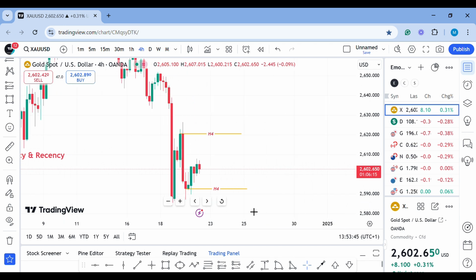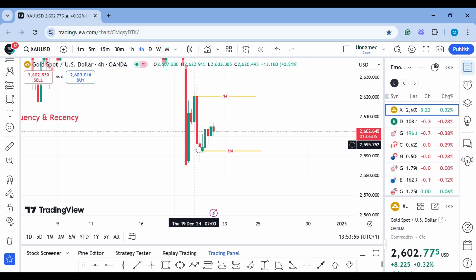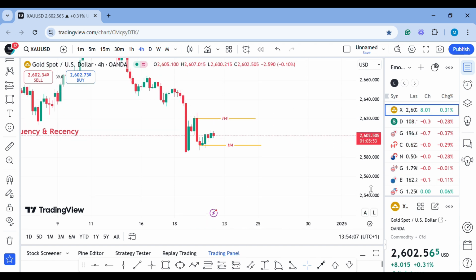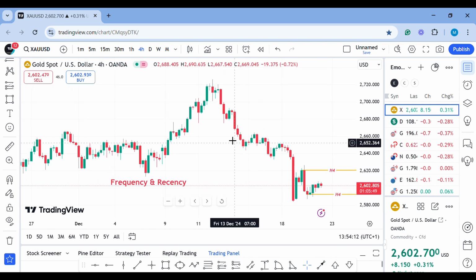You can see this is a continuation pattern to the upside. You can see this candle did not break this one. It is the next candle that broke this one. So it's a continuation pattern to the what? To the upside. You won't get it clearly here. Let's look for a better way where you can get it clearly.